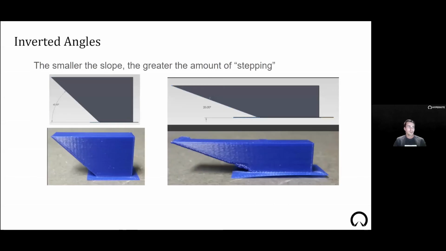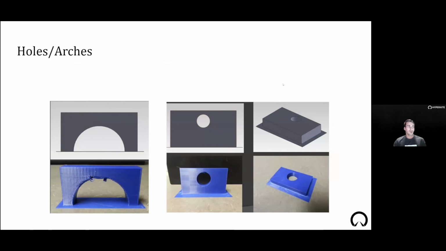And so another consideration is inverted angles. Essentially, the smaller the slope, the greater the amount of stepping, and you want to have the least amount of stepping possible. As you can see in the picture on the right, the slope is less, and that corresponds to a greater amount of stepping, which just means there's more material hanging off the part, and so it doesn't cool properly, etc. Having a steeper slope just means there's less material to hang over, and that eliminates problems like that.